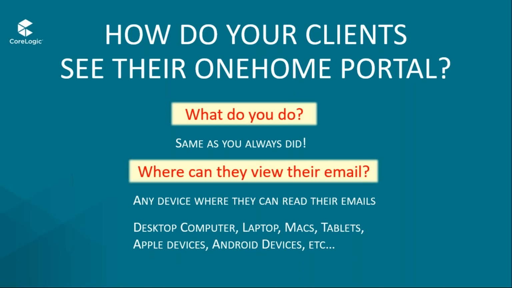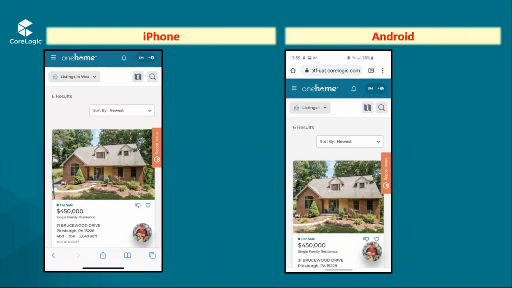So even though the previous client portal was mobile friendly, the OneHome client portal will be even more mobile friendly for your clients. And since I'm not on a cell phone doing this presentation this morning, I do have a screenshot here of how it looks when your client opens it up on their iPhone or on an Android cell phone. On the left is how it looks on their iPhone, and on the right is how it looks when they log in on an Android cell phone.